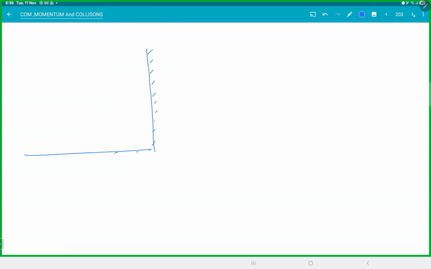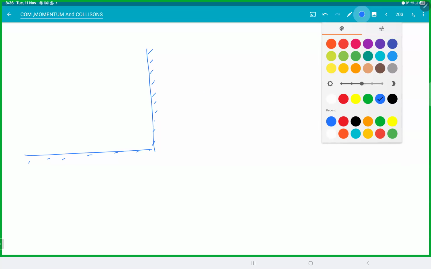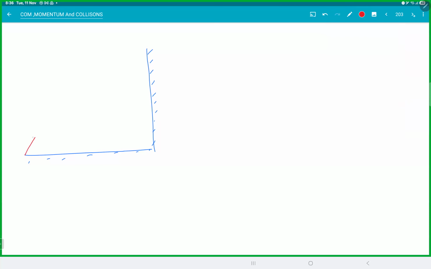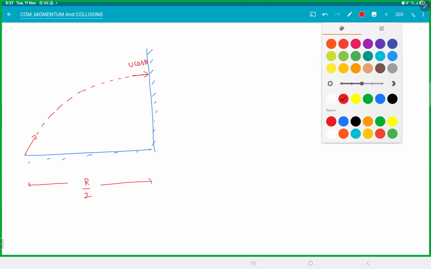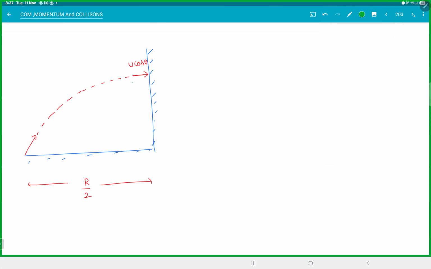So first of all, you're hitting it perpendicularly. So during a projectile motion, if you're hitting it perpendicularly, that means this distance must be R by 2, half of the range. And you're hitting the wall with speed u cos theta. And we know if you hit the wall with speed u cos theta, you'll bounce back with the speed of eu cos theta. Everyone agrees with that?